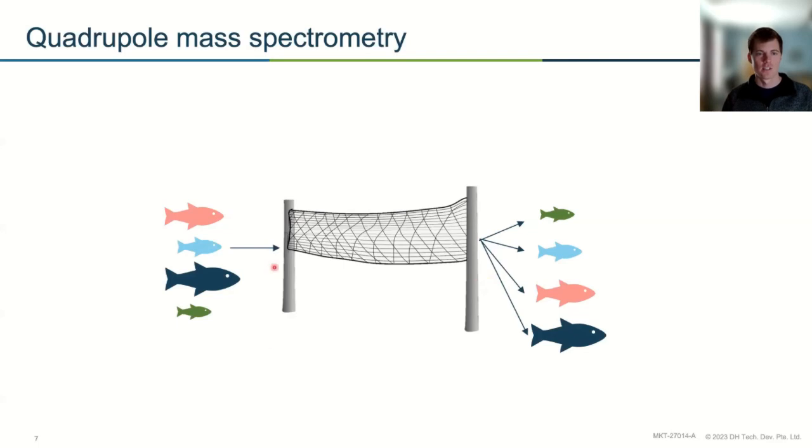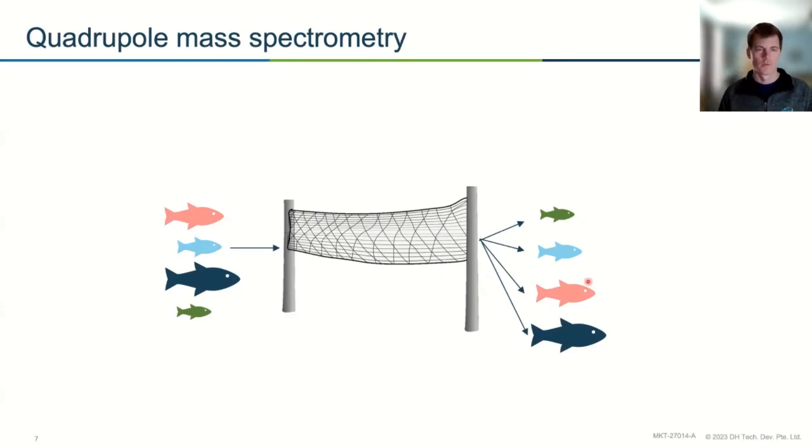So you can set the conditions of this Quadrupole and here this net to maybe just let that pink fish flow through. And when you do that, you can do it very quickly. You can get very, very good transmission of your ions. That means when you run these Quadrupoles, you can get very good sensitivity just because the transmission is so good.